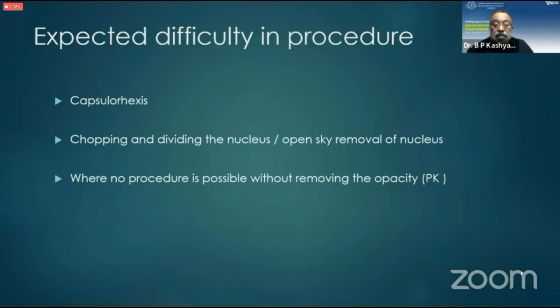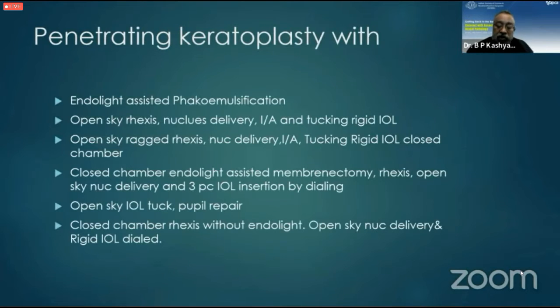There are expected difficulties in certain procedures, like while doing rhexis. If opacity is hindering your view, what do you do? And for chopping and dividing the nucleus, do you do open sky, a method followed by PK, or do it in a closed chamber? Many times no procedure is possible without removing the opacity. So I'll be showing some videos along these lines.